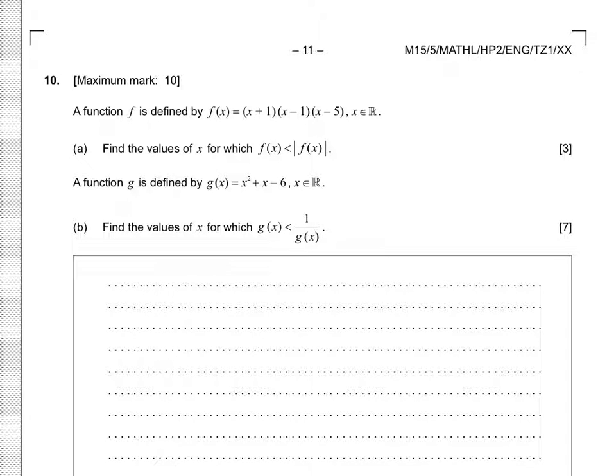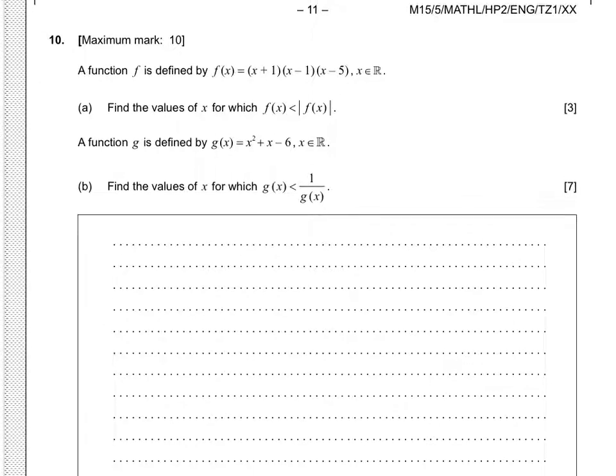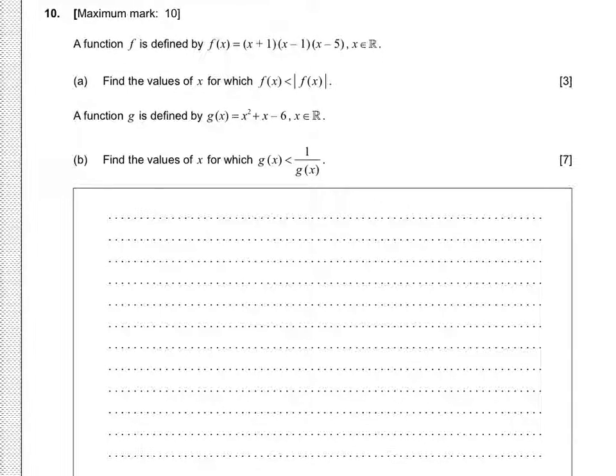This is May 2015, paper 2, time zone 1. Question number 10 is a question about functions. Function f is defined there. Find the values where the mod of f of x is less than or equal to 2.